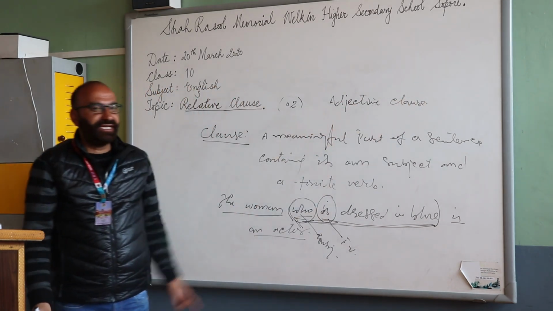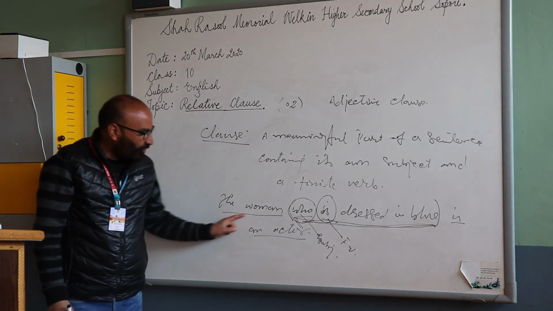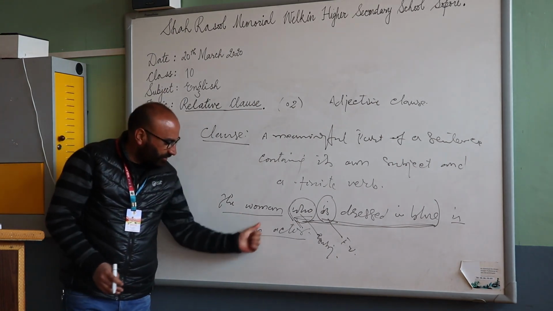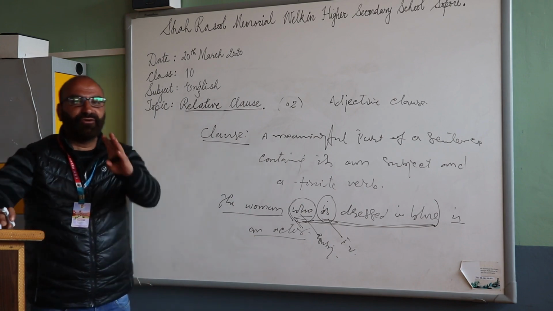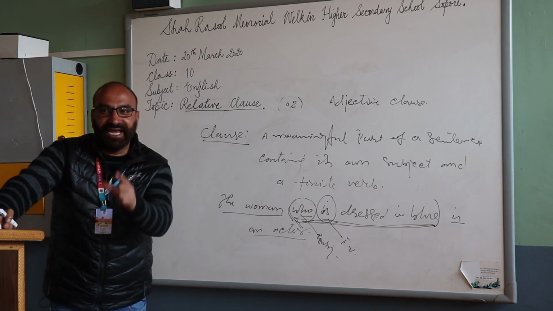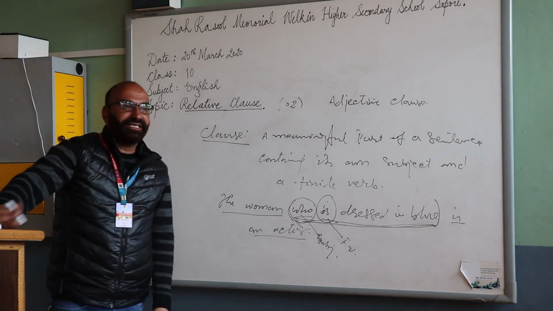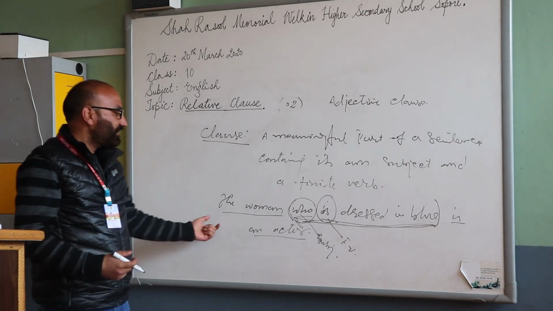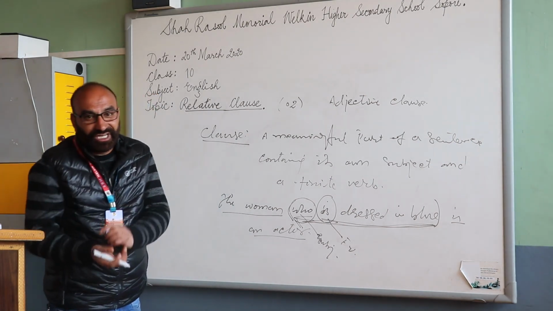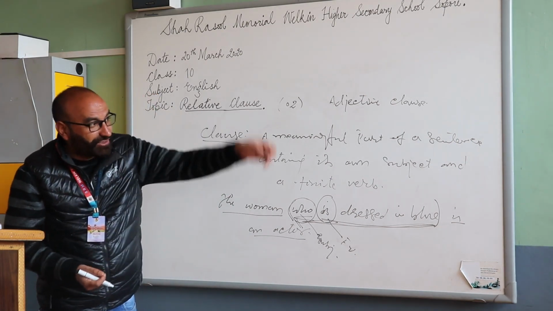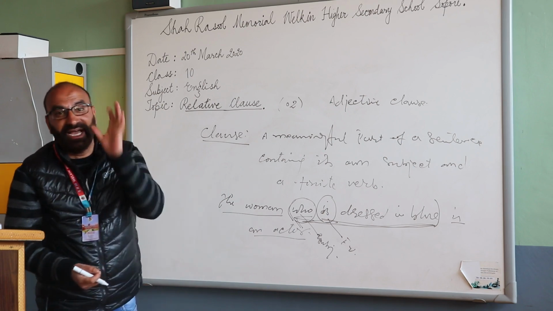Now look, the sentence is, the woman is an actor. But imagine there are some 3 or 4 women in the corner, and I say the woman is an actor. There is a question asked by the students: which woman is an actor? It's not clear to them which among these 4 women is an actor.